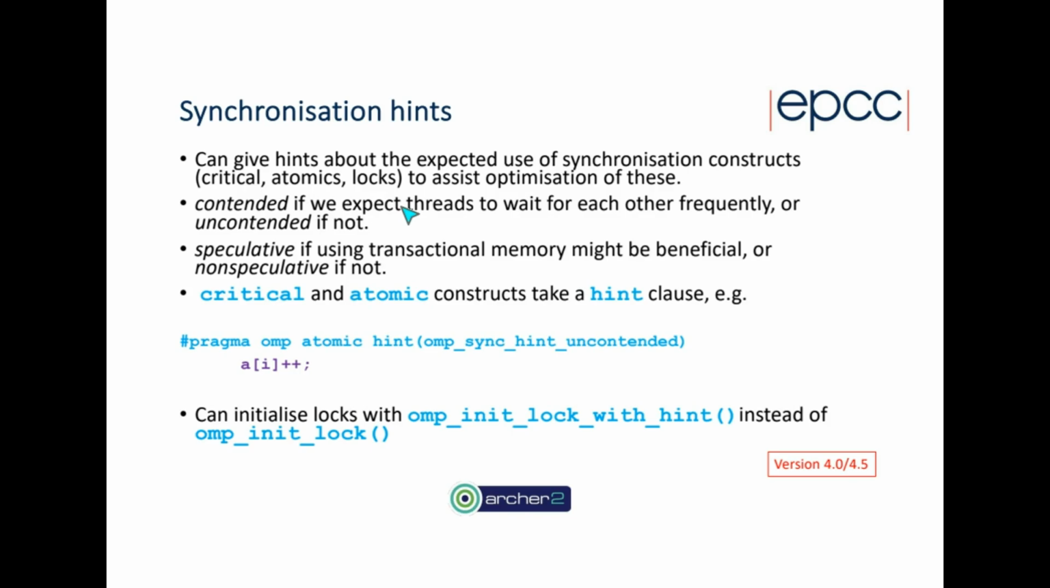The optimal implementation for that case is different from the optimal implementation if we expect that to happen very rarely. So if we expect that most of the time when threads encounter a lock or a critical section, the lock's going to be free and available. So we can give a hint as to what we expect to happen in our application. That's one hint we can give.